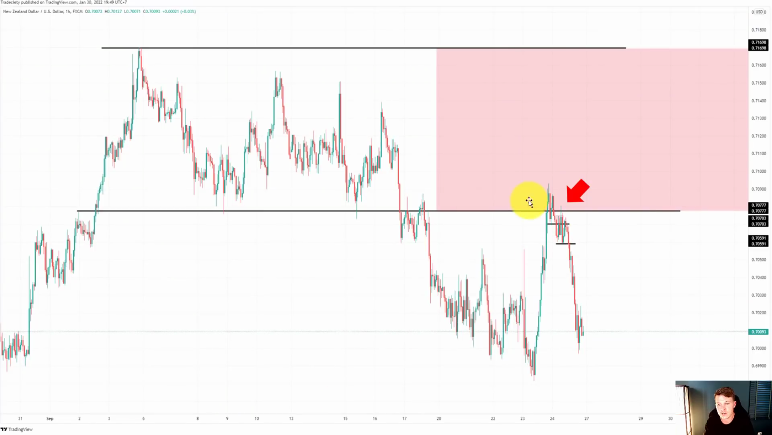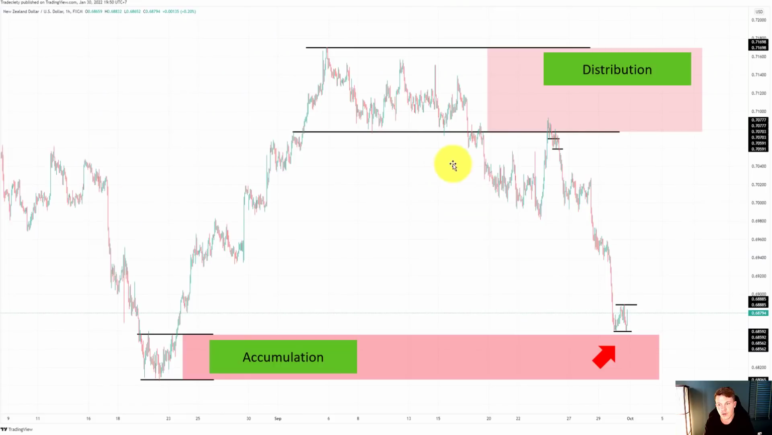And when we zoom back out, you can see this is where the market dipped back into the distribution zone and then moved lower. And this is how you could use generally classic accumulation distribution zones. When we follow the price action a little bit longer, you can see the market came back to this lower accumulation zone where the market turned from a downtrend to an uptrend.